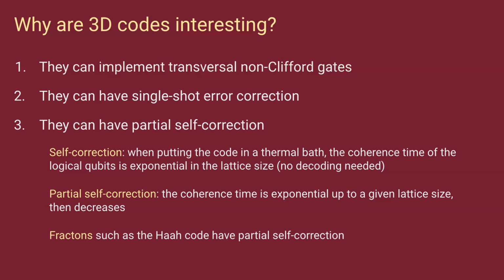But they could still have long coherence time, exponential in the lattice size, fracton codes. Only up to a point. So fracton codes definitely don't have complete self correction. So you can find very big errors that have a very small syndrome. Okay. For those fracton codes. Thank you.